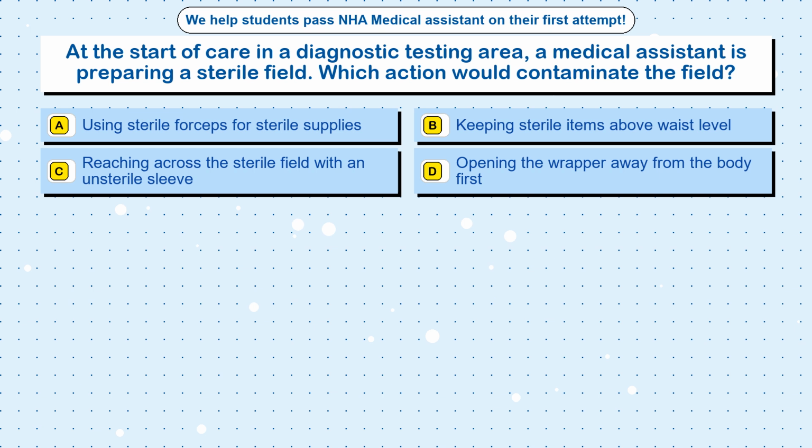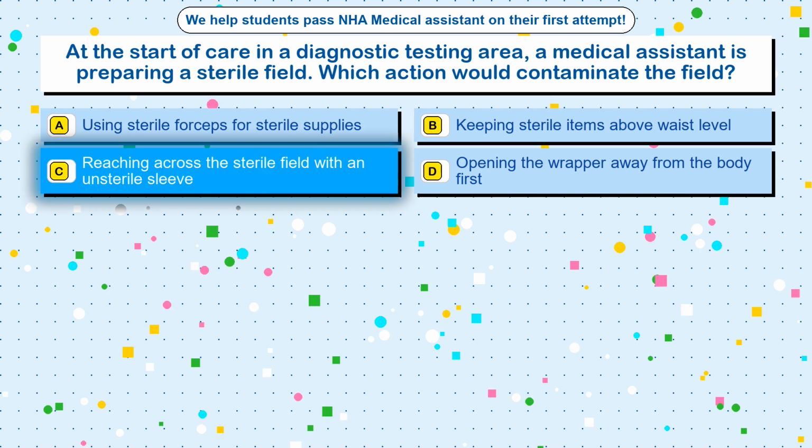Question 18. At the start of care in a diagnostic testing area, a medical assistant is preparing a sterile field. Which action would contaminate the field? Option A. Using sterile forceps for sterile supplies. Option B. Keeping sterile items above waist level. Option C. Reaching across the sterile field with an unsterile sleeve. Option D. Opening the wrapper away from the body first. The correct answer is option C.